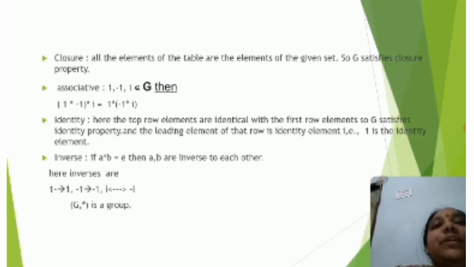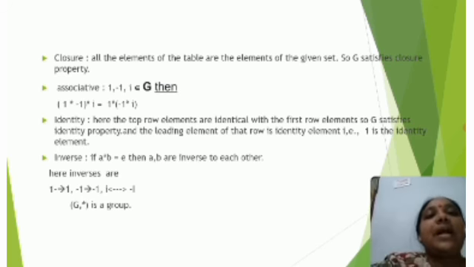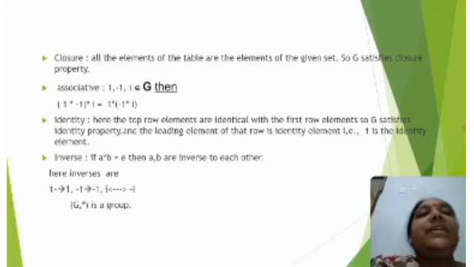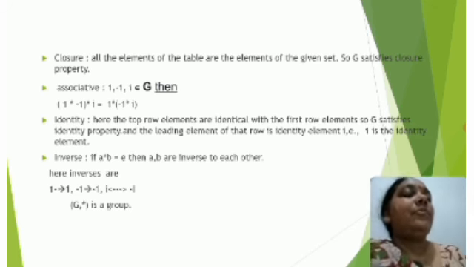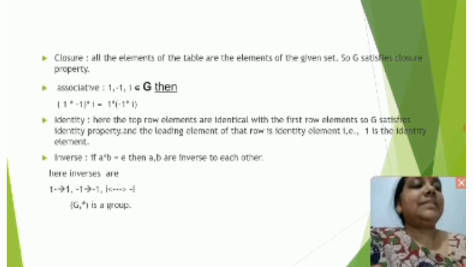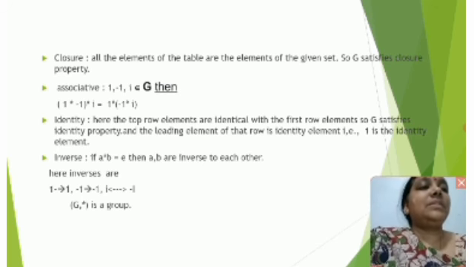As it satisfies closure, associative, identity and inverse, we can say it is a group. If a non-empty set satisfies all four properties, we can say it satisfies the group properties.